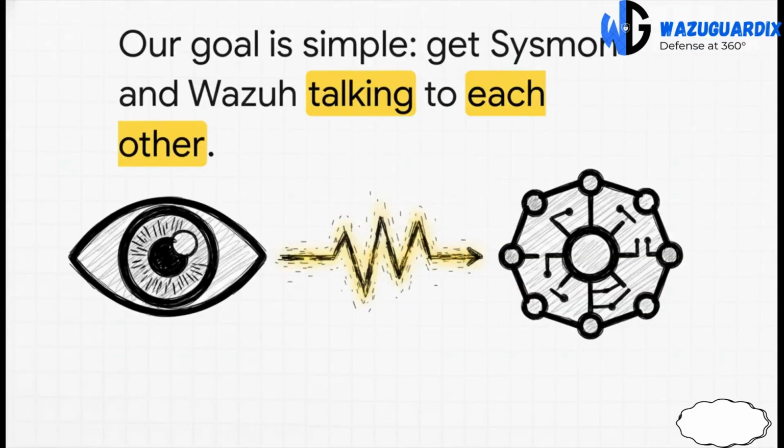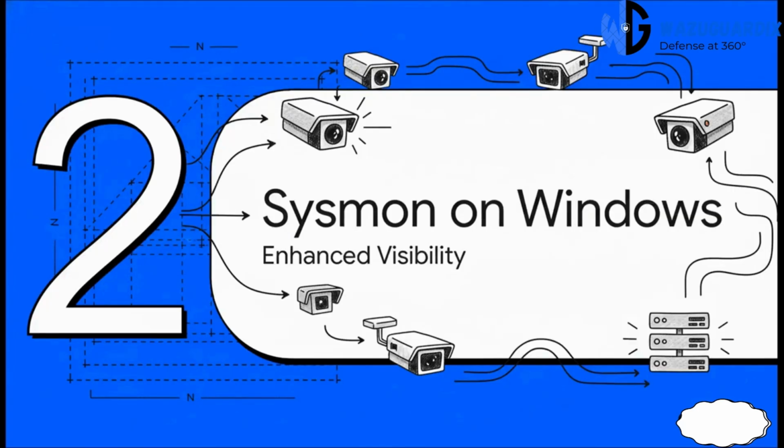So really, it all boils down to this. We have this superpowered sensor, Sysmon, and this brilliant command and analysis center, Wazuh. Our mission, and it's a simple one, is just to get them talking to each other. All right, enough with the theory. Let's get our hands dirty and make this happen.